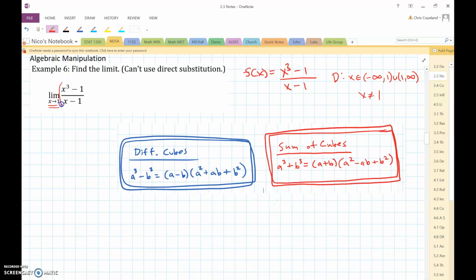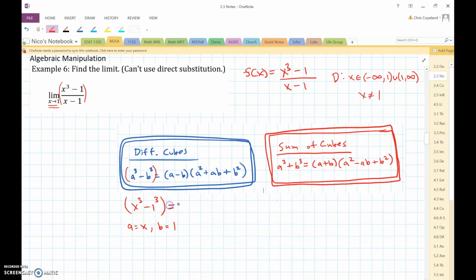But what we can do is see if we can algebraically manipulate this function. We can see if we can simplify it. Okay? So let's look at x cubed minus 1. I'm going to rewrite this as x cubed minus 1 cubed. That's the same thing, right? Do you see that this looks very similar to this, where a would be equal to x and b would be equal to 1?